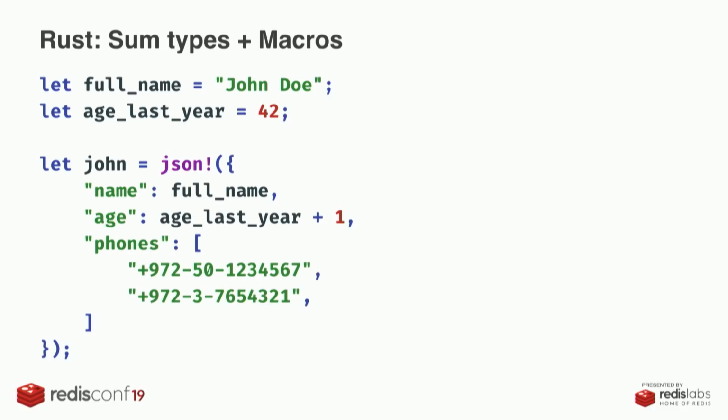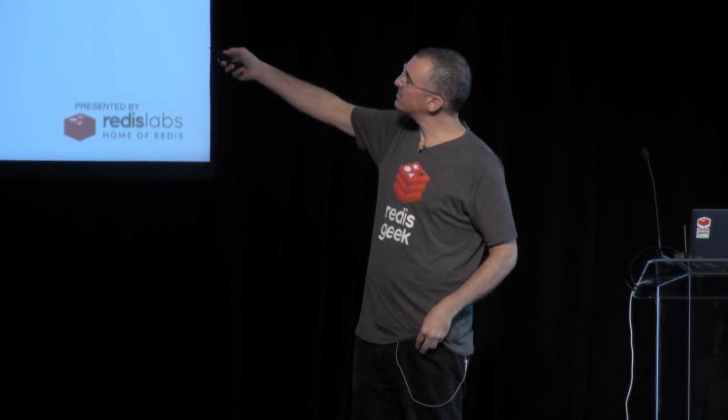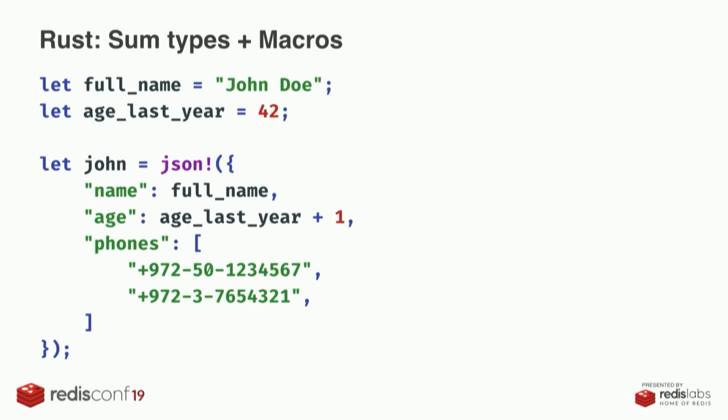So if we put together sum types and macros, what we get is the following. We can define our own custom syntax in Rust for creating JSON documents. So in Python or JavaScript, for example, you would use a dictionary to represent a JSON document, but that's not type safe. Nobody's going to check that we put the correct value in the correct field. So here in Rust, we can create new syntax. The JSON macro is also part of the standard JSON package.